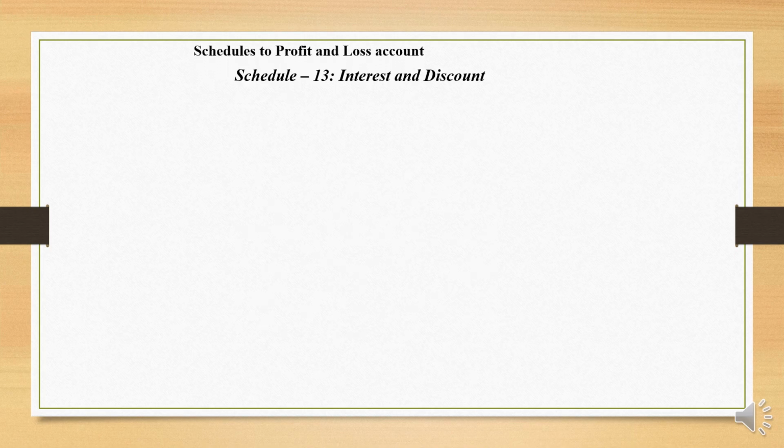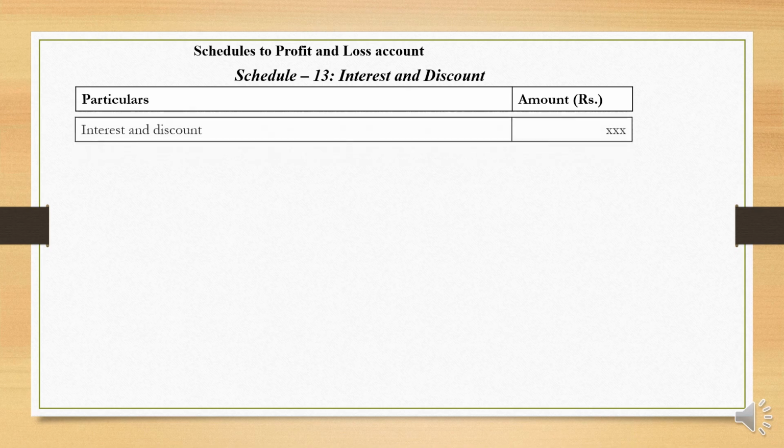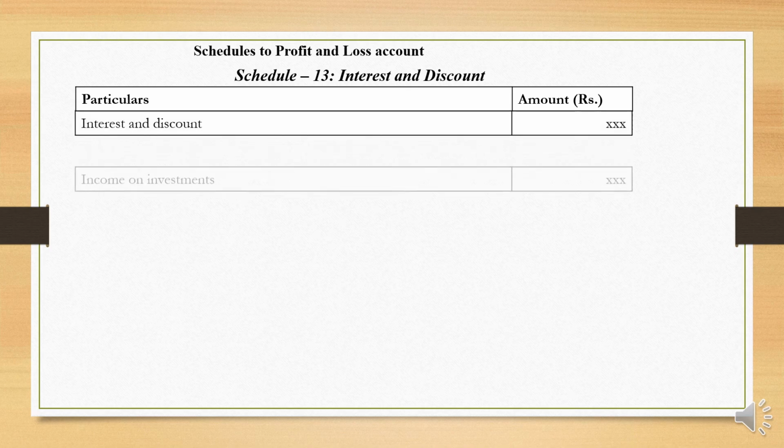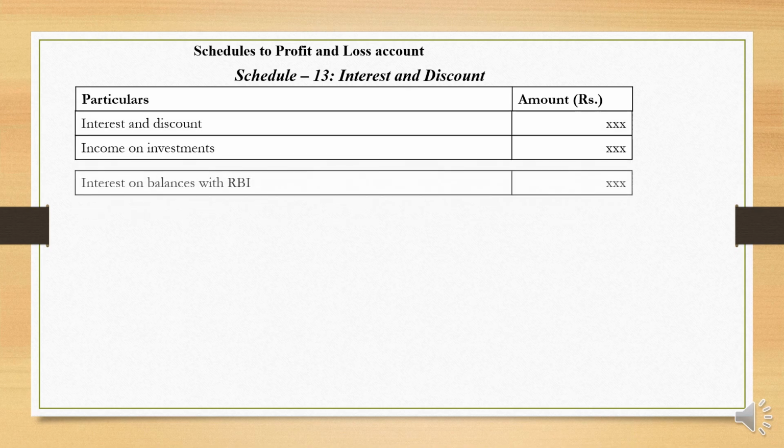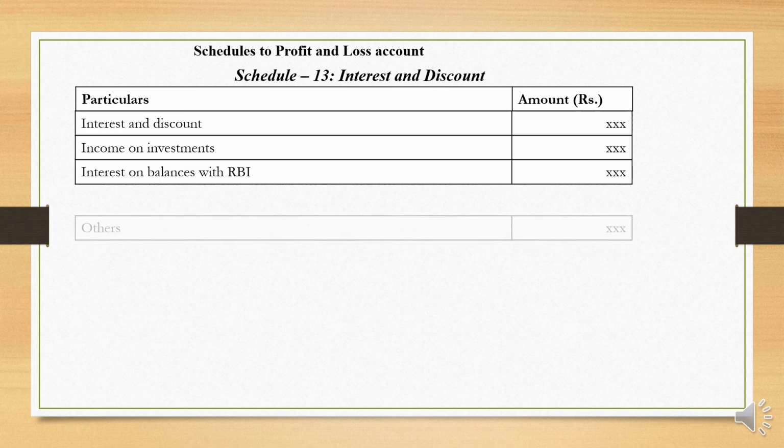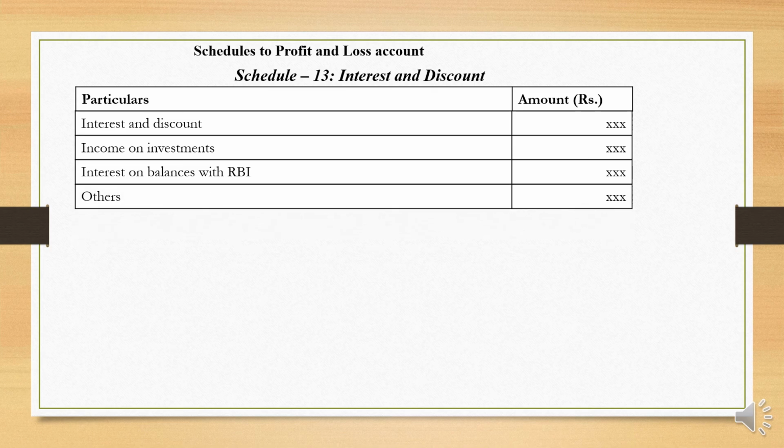So we'll discuss. The first one is the schedule of interest and discount. What are the contents of this? The first one is interest and discount received. One more is income from investment. Then interest on balance with Reserve Bank of India. Then other types of income. So we'll add up and get the total interest and discount.